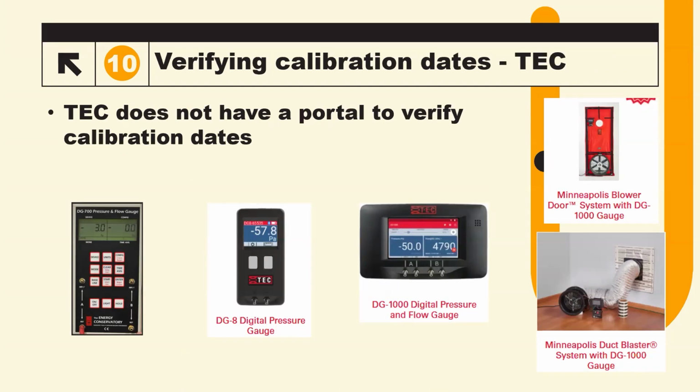TEC does not have a portal to verify calibration dates. You'd have to rely on the stickers on the back of those gauges. For fans and things like that, the only real way to check is to call TEC and ask them when the last time it may have been into the shop. But as I said earlier, fans, unless they're damaged, do not normally have to go back to the factory for calibration. It's just done by the tester.